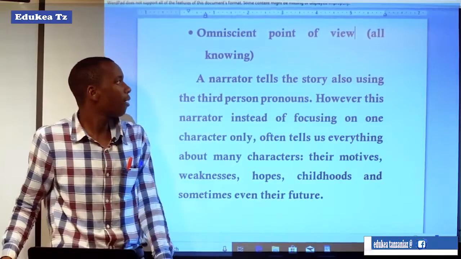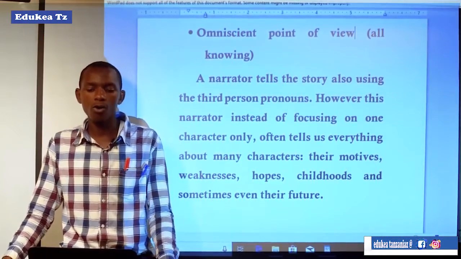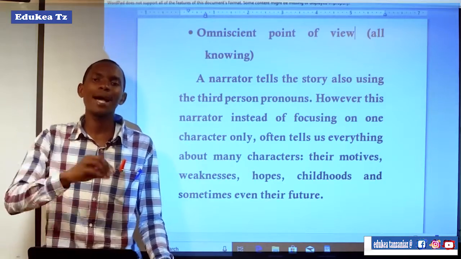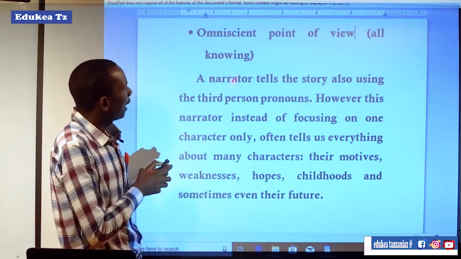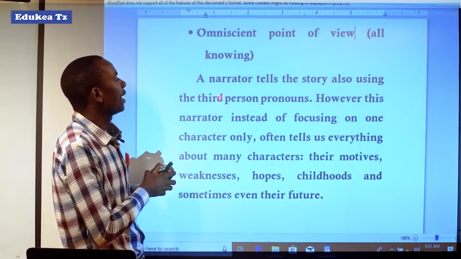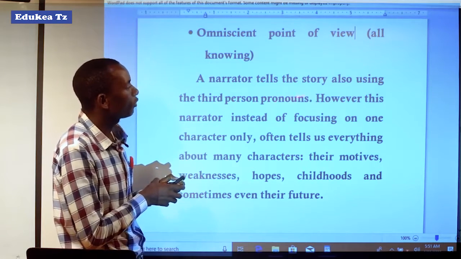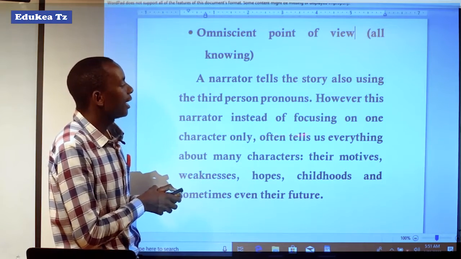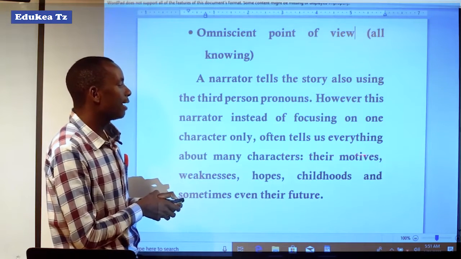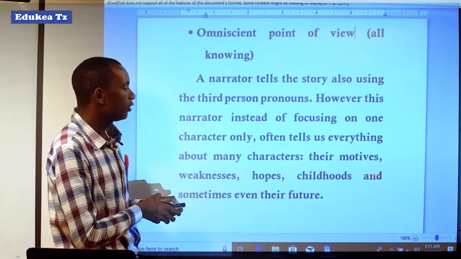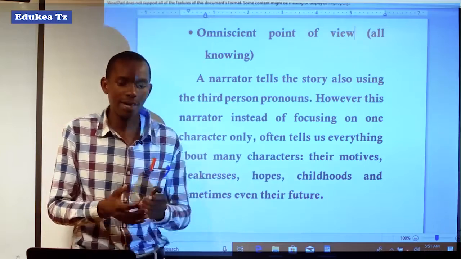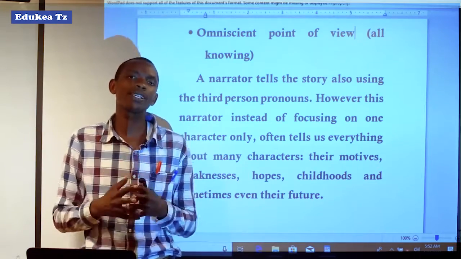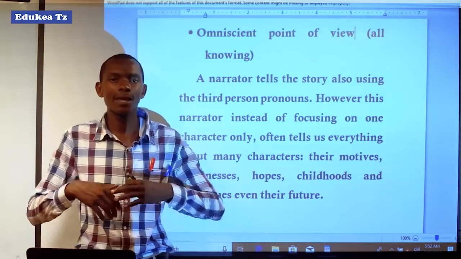The last part of point of view is the omniscient point of view, or all knowing. When you are analyzing or appreciating any kind of literary work, we have to know this last part of point of view. A narrator tells the story also using third person pronouns. However, this narrator, instead of focusing on one character only, often tells us everything about the main characters: their motivations, weaknesses, hopes, childhoods, and sometimes even their future. Here it combines those characters who have the same weaknesses, hopes, targets or aims, and others.